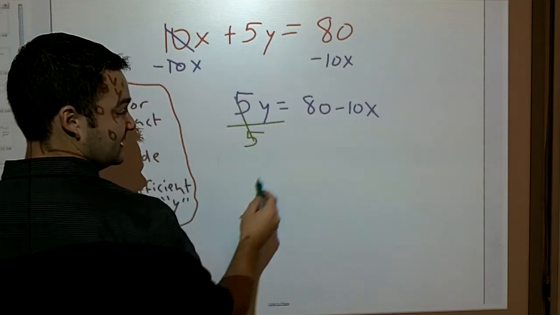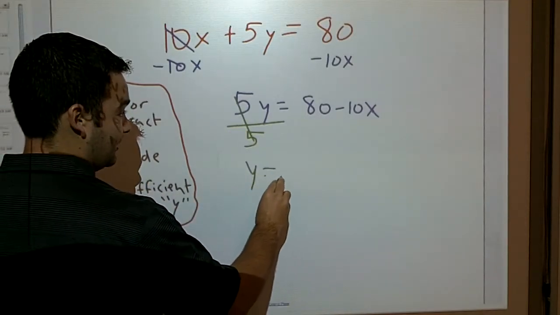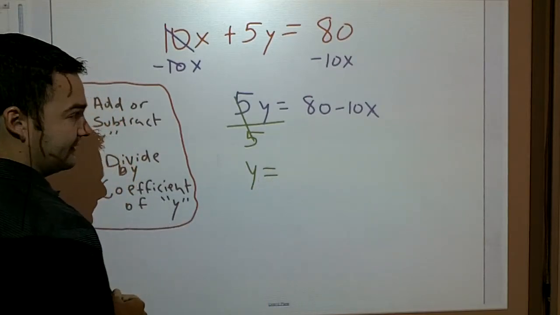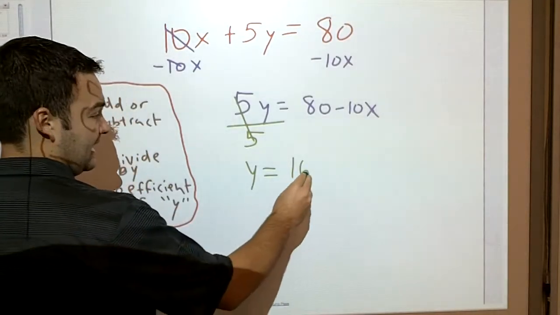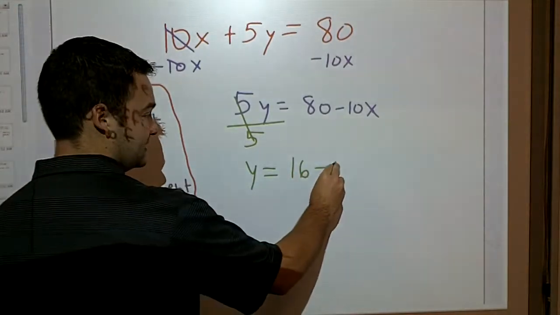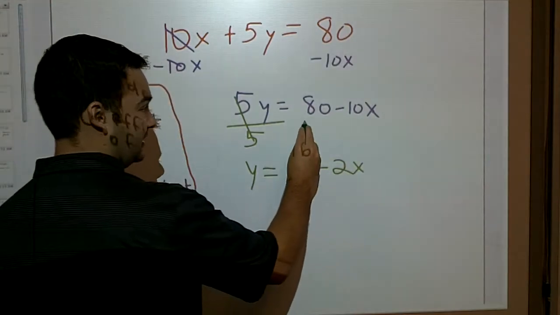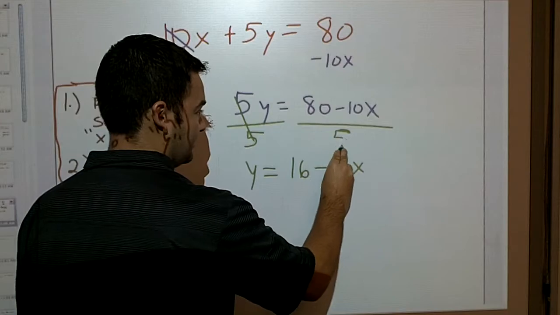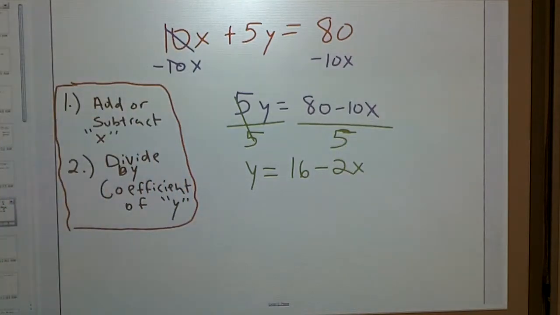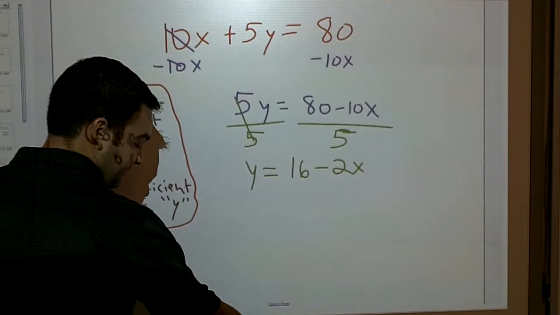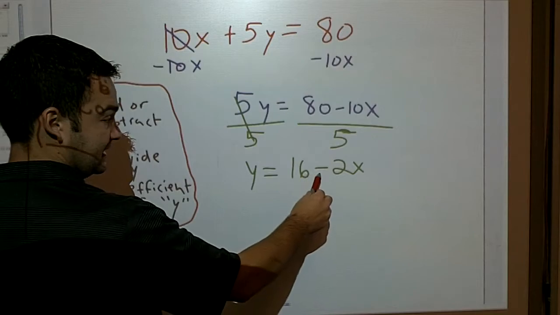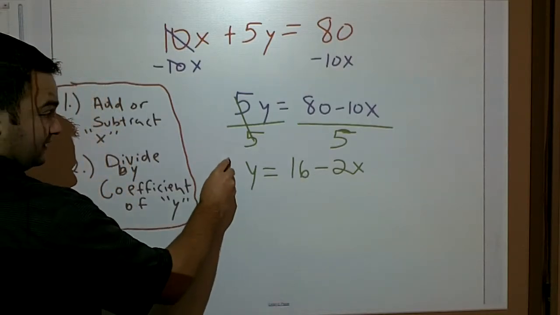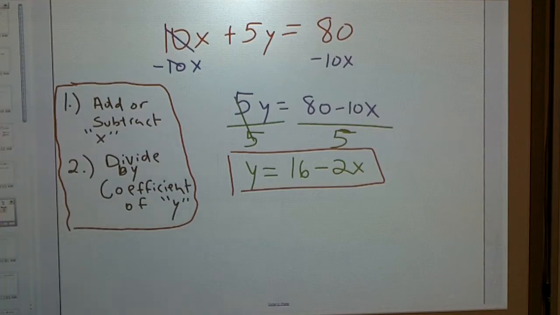If we divide each of these terms by 5, we should get y equals 80 divided by 5, which gets us to 16, and minus 10x divided by 5 is just 2x. All we did here is divide this whole thing by 5. So now all we've done is rewrite 10x plus 5y equals 80 into y equals 16 minus 2x. This would be our rewritten answer.